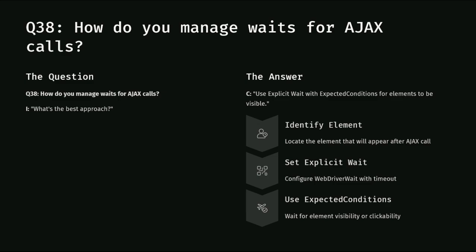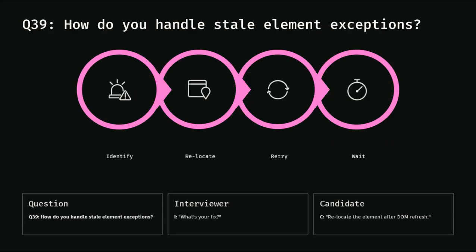Next is, how do you manage waits for AJAX calls? The answer is, use explicit wait with expected conditions for elements to be visible. Identify the element, meaning locate the element that will appear after the AJAX call. Then set the explicit wait, configure WebDriverWait with a timeout, and then use expected conditions, meaning wait for element visibility or clickability.